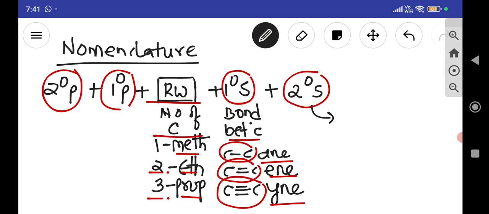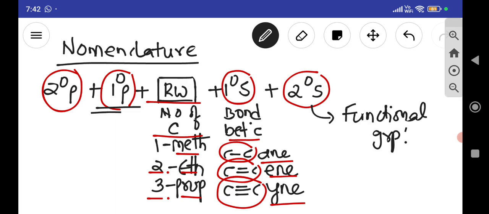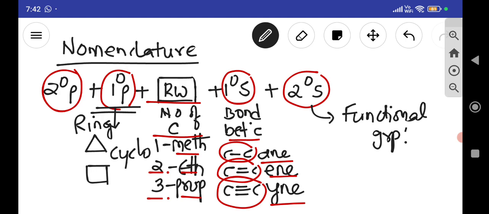Then comes secondary suffix. This is for the functional group. See, in grade 10 we have only one functional group, so we can use the secondary suffix alone. So the functional group will be written as secondary suffix. Now what is primary prefix? The ring compounds are there, like cyclopropane, cyclobutane, cyclopentane, etc. So for all the ring compounds you write the word cyclo.